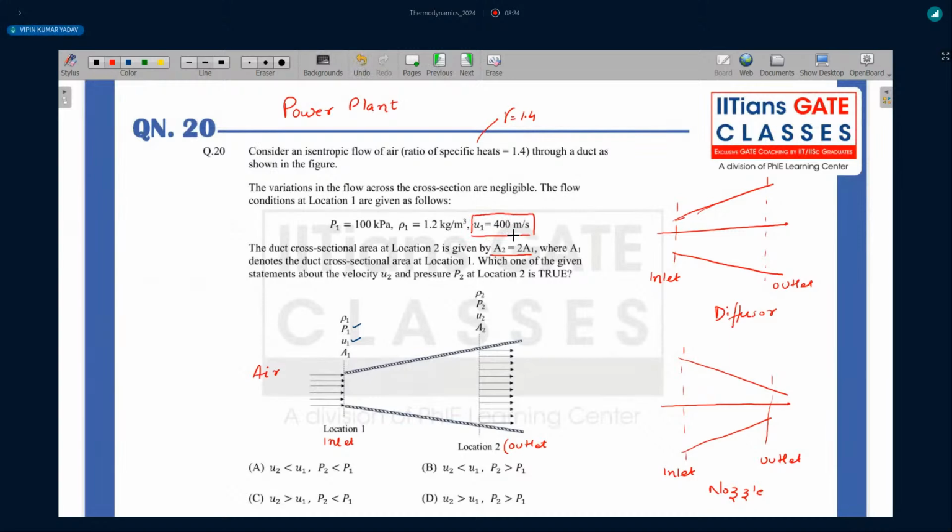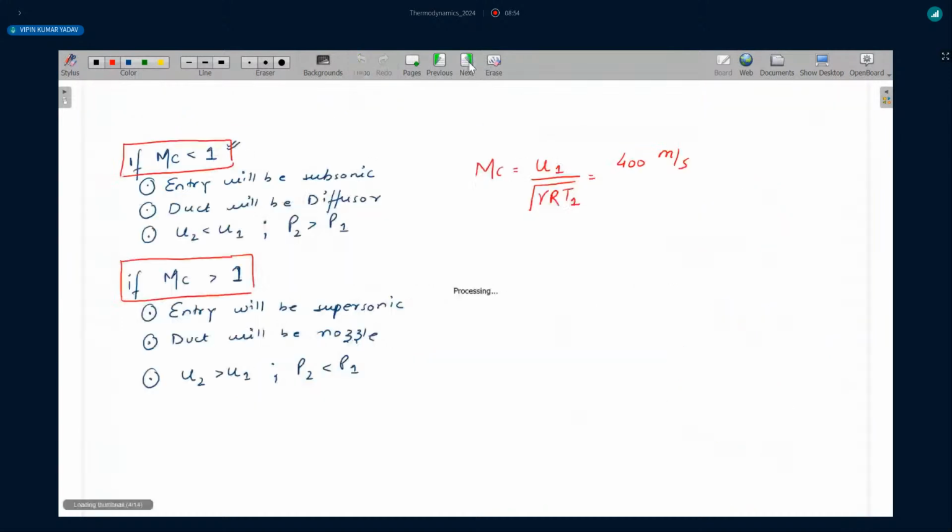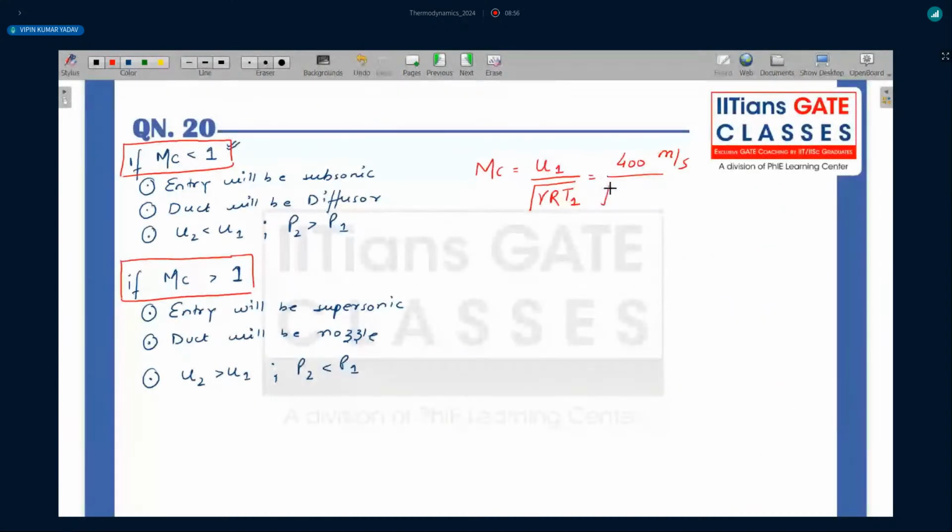Now gamma is also given. Gamma is 1.4 and air is the fluid. So what is R for air? R is equal to 287 joule per kg Kelvin. Temperature is not known, so we have to find out the temperature. So it is divided by the square root of gamma, which is 1.4, into 287 into T1. Now T1 is unknown. I need to find out T1.